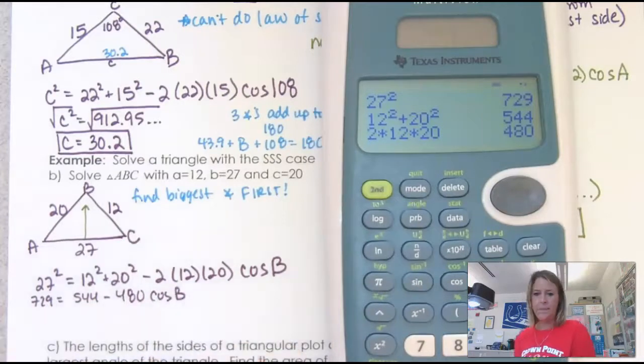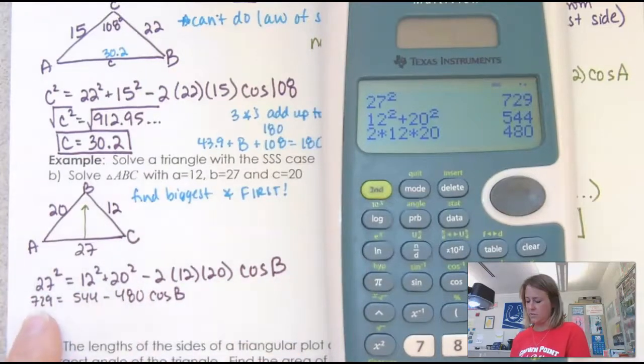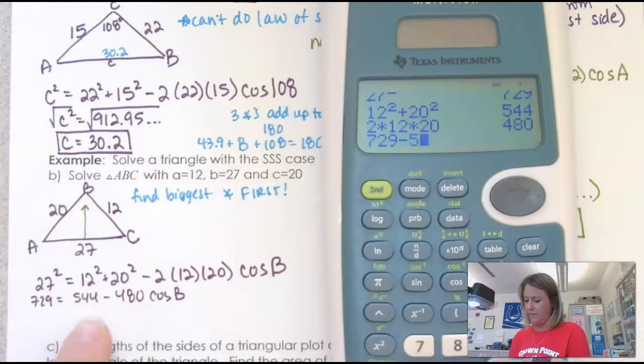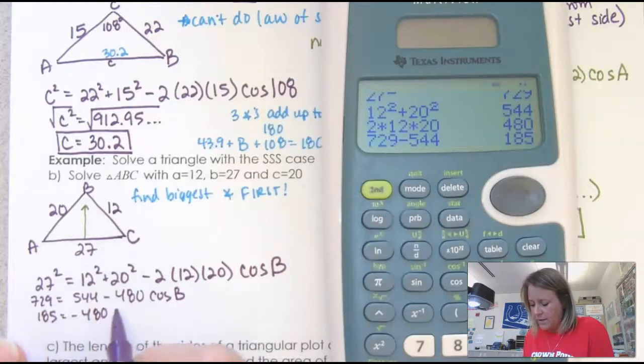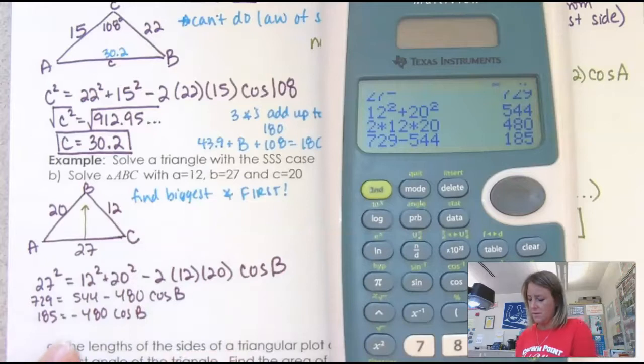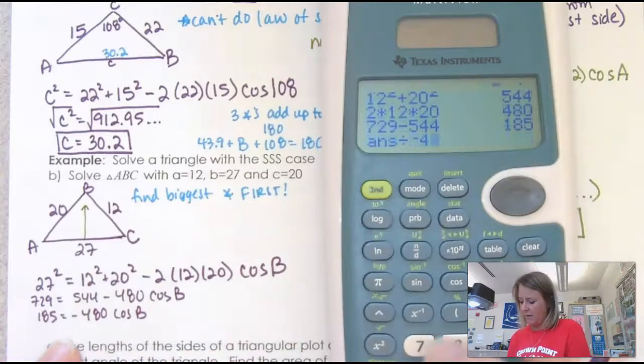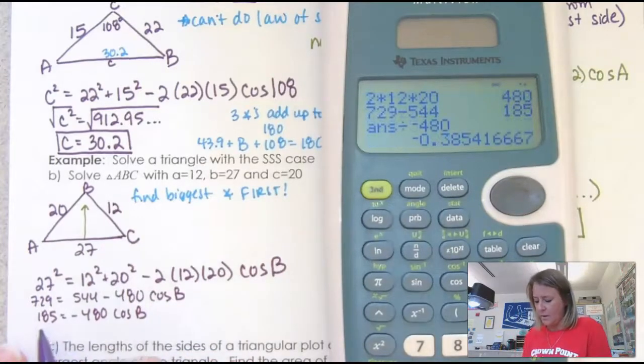Okay, so I'm going to, on my calculator, just do 729 minus 544, and that gives me 185 equals negative 480 cosine B. So I'm going to divide that by negative 480. So now I'm at negative 0.385, so that's it, equals cosine B.